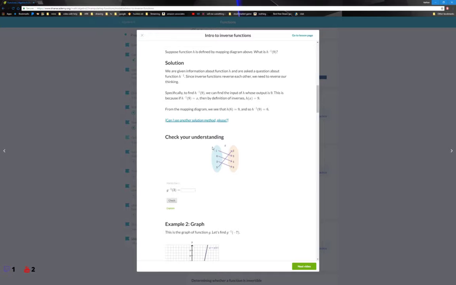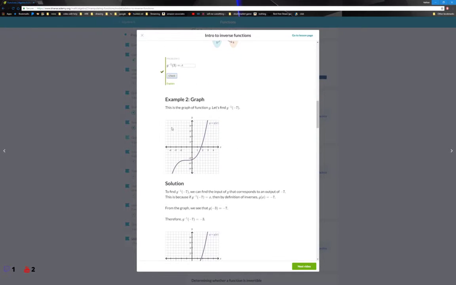So this is a map for G, and we want to find G inverse of 3. Well, we have to find 3 on this side, and then work backwards to find the number on the other side. So there's 3, we work backwards, and that's -1. I'll just plug in -1, check, and we got it right, so we're going to move on.